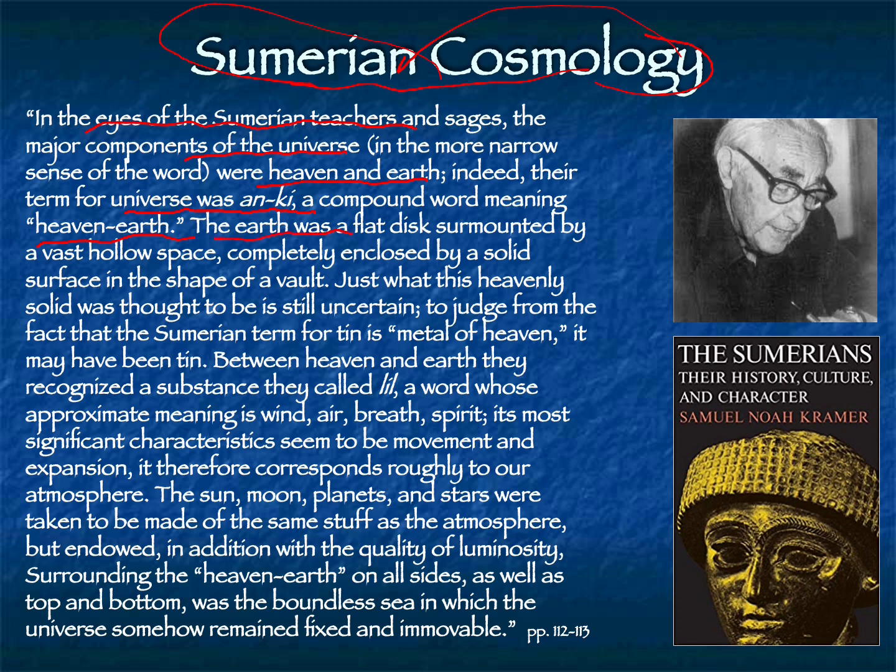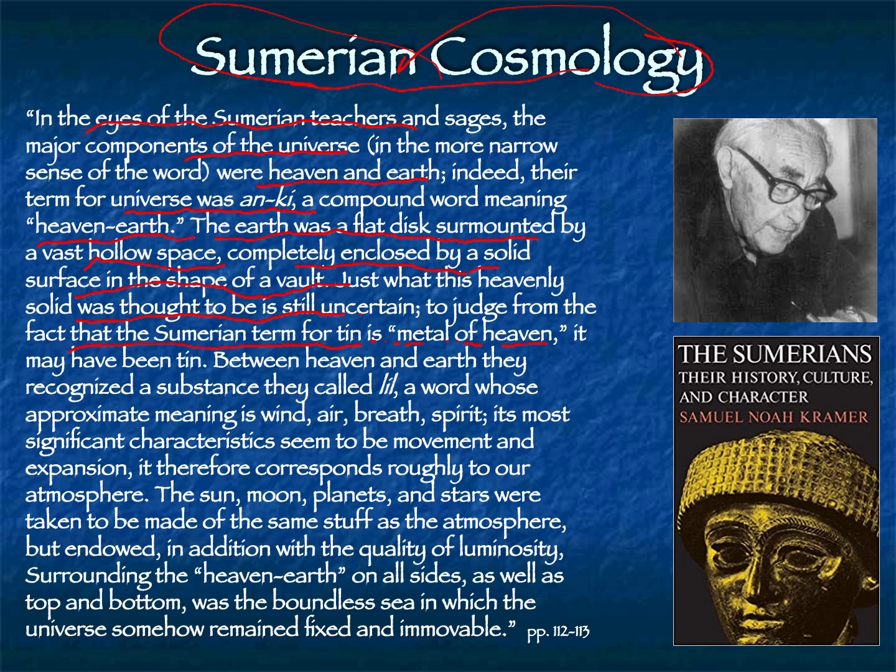It states here, the earth was a flat disk surmounted by a vast hollow space, completely enclosed by a solid surface in the shape of a vault. Just what this heavenly solid was thought to be is still uncertain, to judge from the fact that the Sumerian term for tin is metal of heaven. Think of that, metal of heaven.